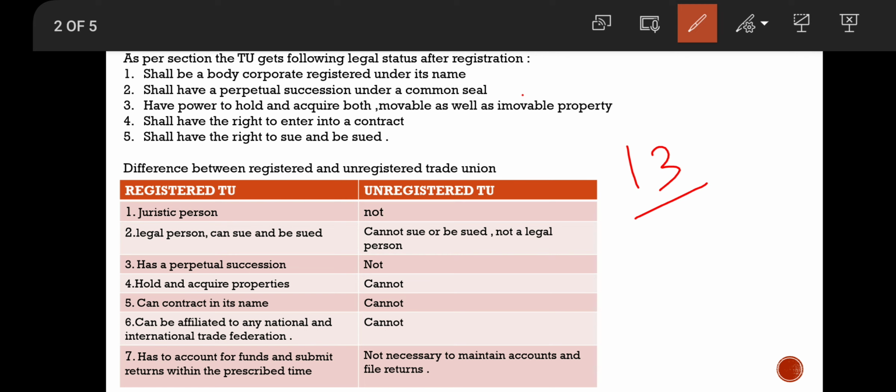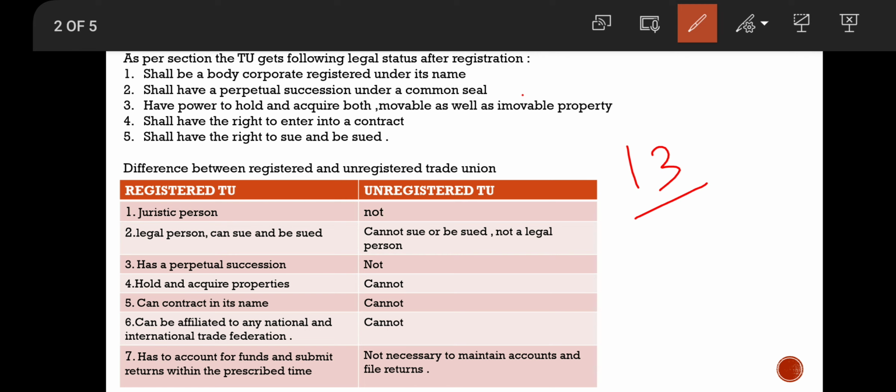So these are some of the legal status that a registered trade union gets after registering, and section 13 talks about all these things. And the next one is, we shall talk about the difference between registered and unregistered trade union. From a series of classes, we have already got a clear cut idea about the differences. So I'll give a small brief once again.